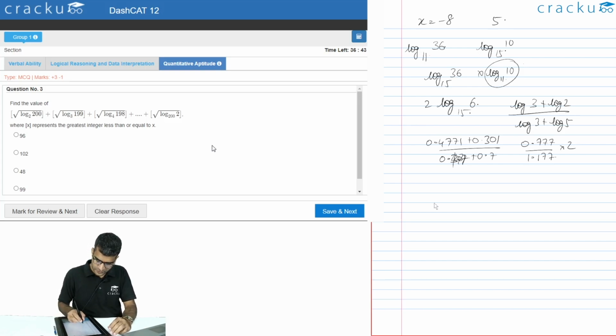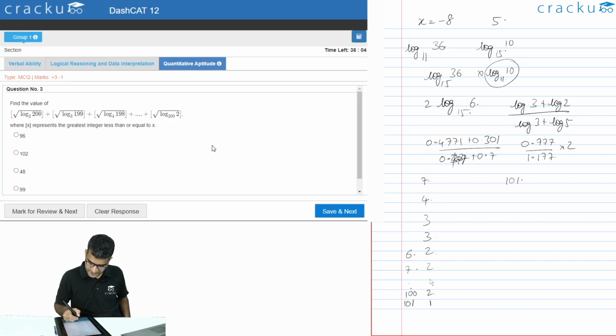So log of 2 to the base 200 will be 7. We'll ignore the square root for now. This is 7. 3 to the base, this is 4. 4 to the power 198 is 3. We'll take square root later. Then 5 to the base will be 3 again. Then 6 will be 2. 7 will be 2, and it will all be 2 till what number? Till 101, I think. 101 will be 1. 100 will be again 2.